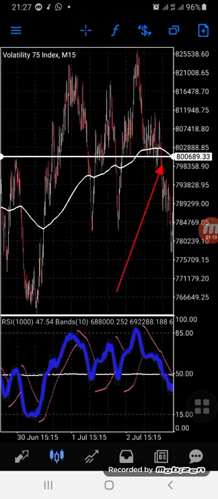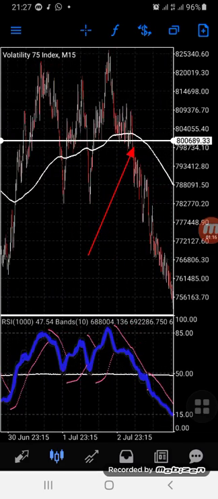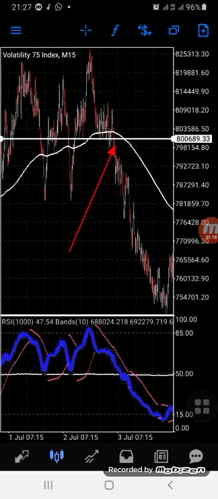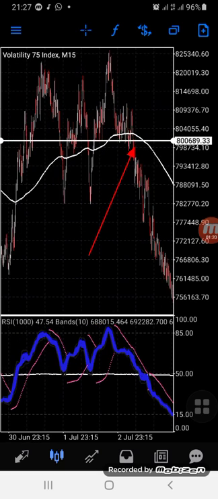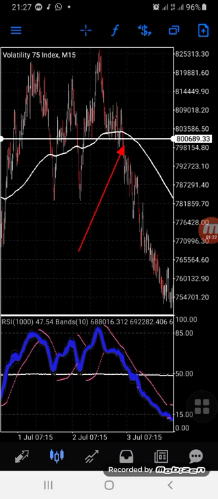All right, guys, let's look at how this indicator works. First of all, let me show you the settings so that you can follow up as I continue with the strategy.